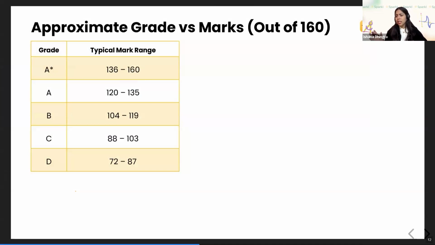So we can all aim for A star, can we? How many of us are aiming for A star? Yes. Everyone should aim for A star. Nobody should be there who is not aiming for A star. Let's aim big. Okay. So A star is for 136 to 160. This is a typical mark range. Then 120 to 135 is A, and this is how it goes on.